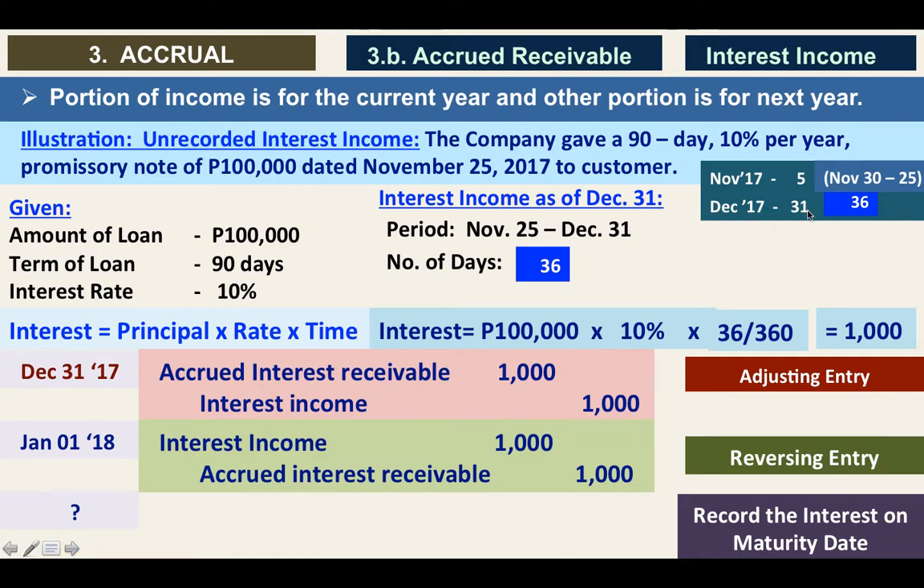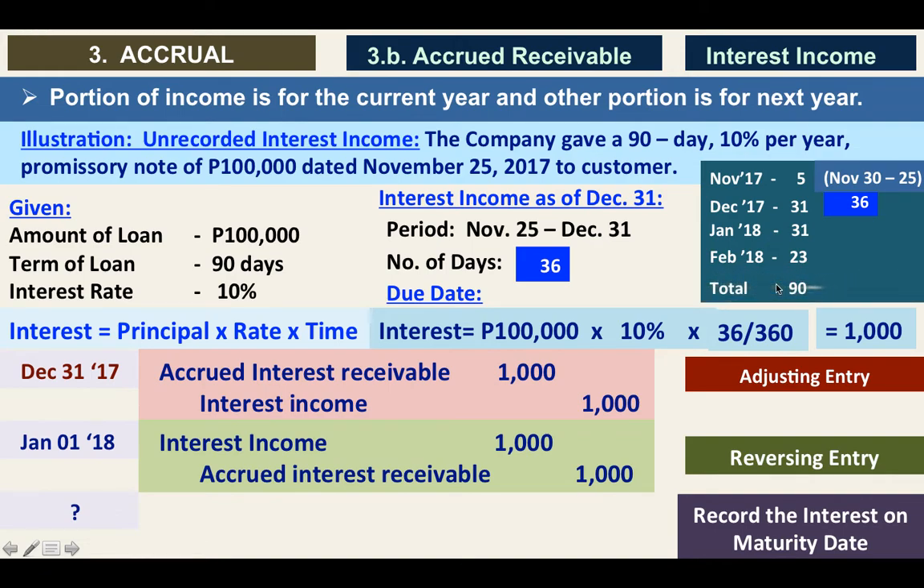So, on December 31, you already have 36 days. Ang term ng loan is only 90 days. So dapat alamin natin kung kailan maturity yung 90 days from November 25. Okay? So as of December, you have already 36 days. January 2018, we're trying to compute the due date. January 2018, you have 31. Okay? May 90 na ba yan? Hindi pa. 67 pa lang. So on February, you have to complete the 90 days, you need 23 more days. That will give you a total of 90 days.